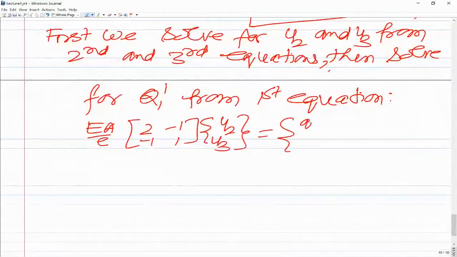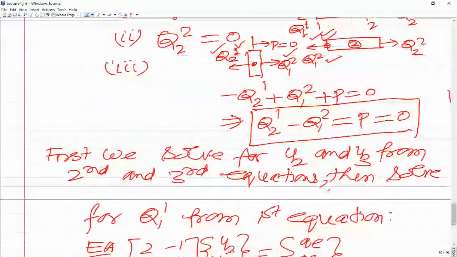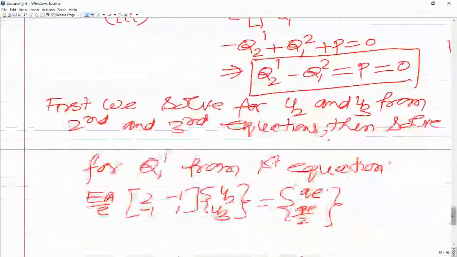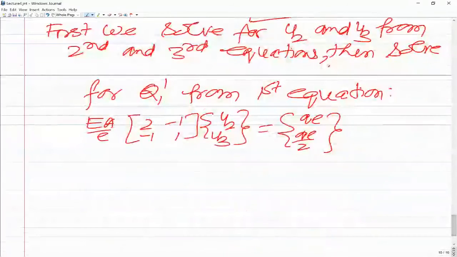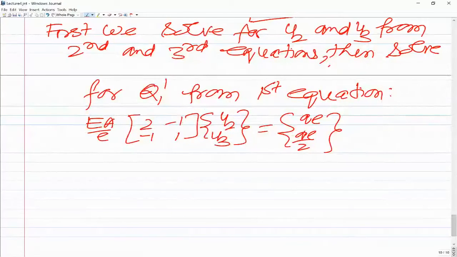Then you solve the right hand side. You will have here QL and here QL by 2, because second node QL by 2 plus QL by 2 is equal to QL, and we have already said that Q21 minus Q12 is equal to 0. So now you can solve. I am not going to solve this. You can solve these two equations for u2 and u3, and once you have solved for u2 and u3, then you can go to the first equation and solve for Q11.